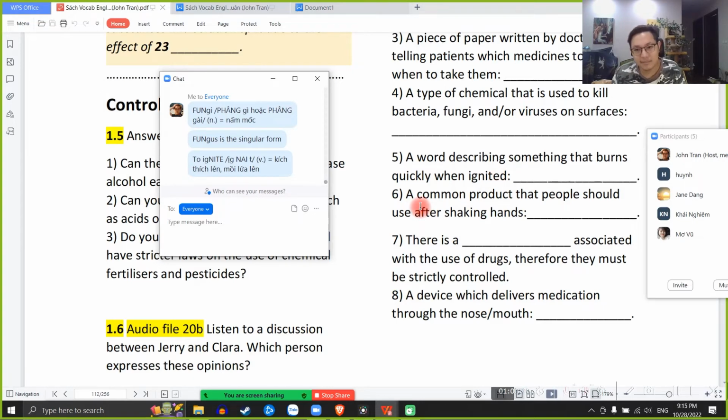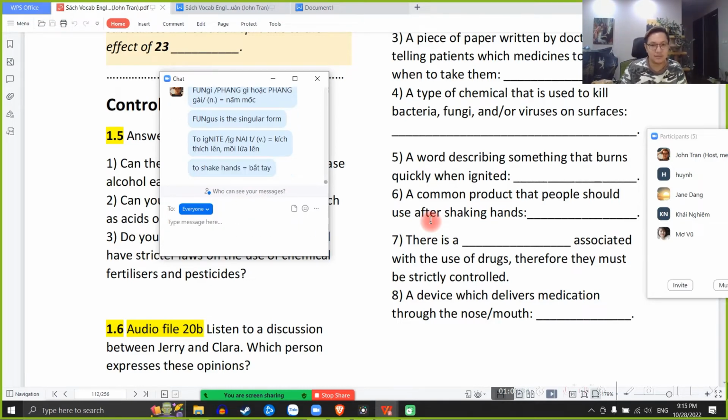Number 6, a common product that people should use after shaking hands. Một cái sản phẩm thông thường mà con người ta nên xài sau khi bắt tay nhau. To shake hands, bắt tay nhau.